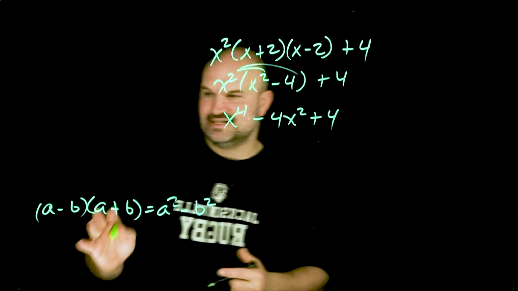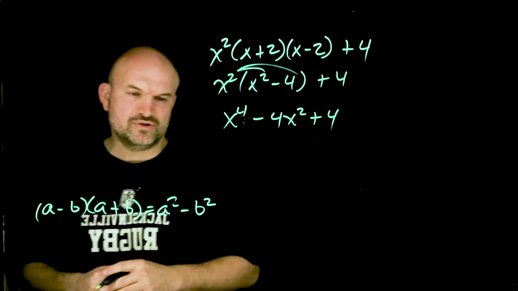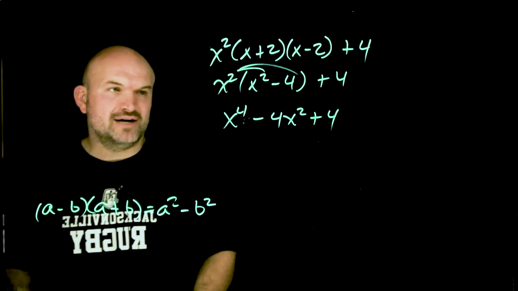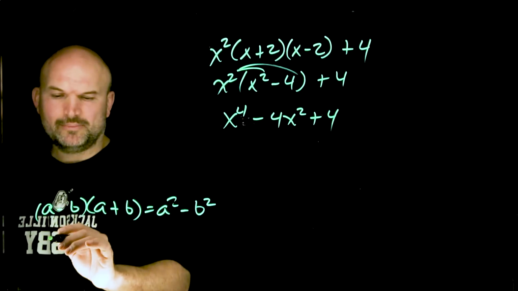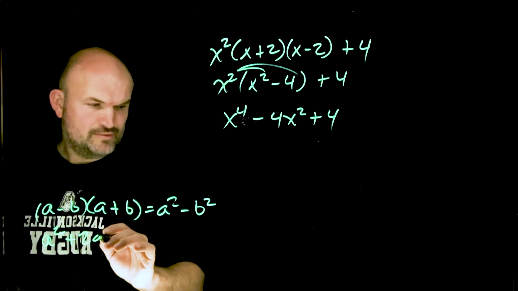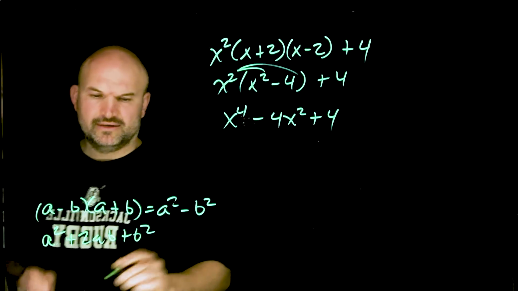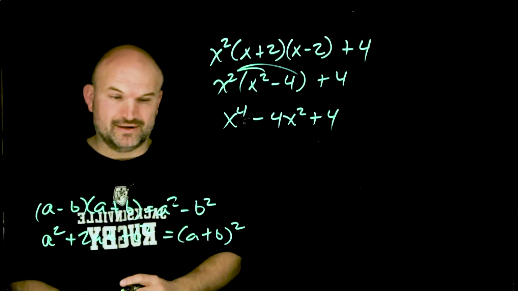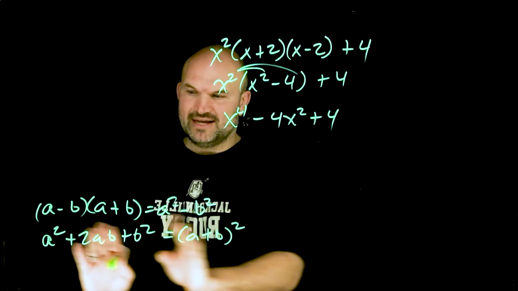And if you can see in this case, I had a minus b times a plus b equals a squared minus b squared. Well, this is actually in the form of a perfect square trinomial. If you remember, a perfect square trinomial is in the form of a squared plus 2ab plus b squared. That can be rewritten as a plus b quantity squared. So let's take a look at this. Can I rewrite this in that format?